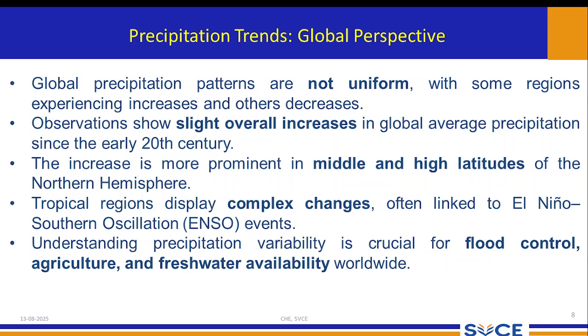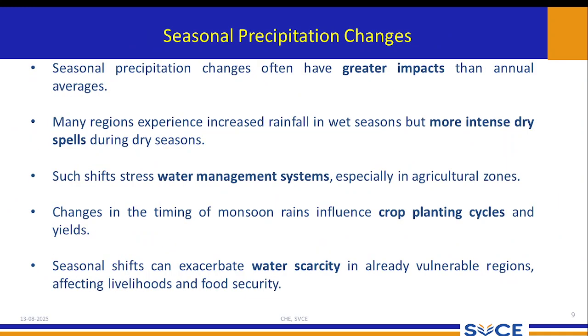Okay, displays are complex, often linked to El Nino. That means very high changes and also very difficult to predict. So the display of complex changes means very high changes. Understanding the precipitation variability is crucial for flood control, agriculture, and freshwater availability worldwide.